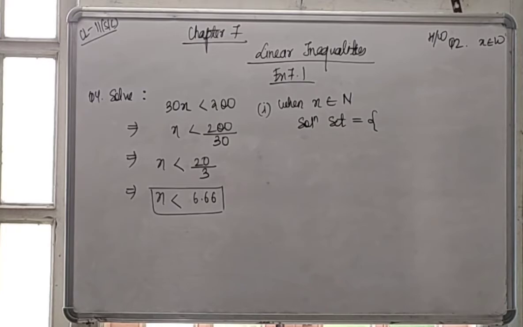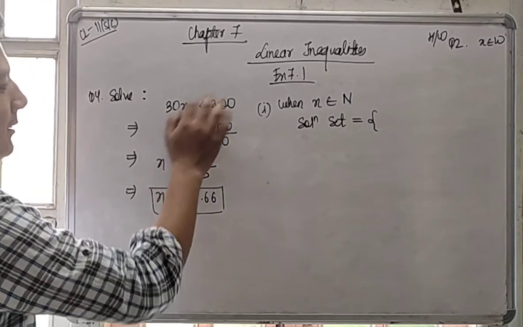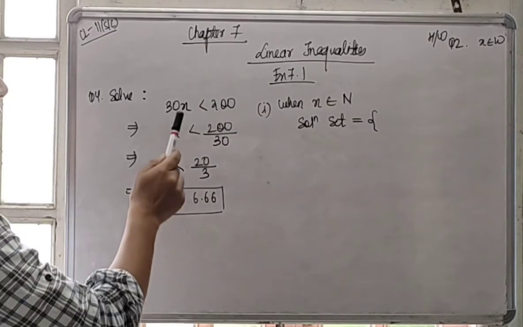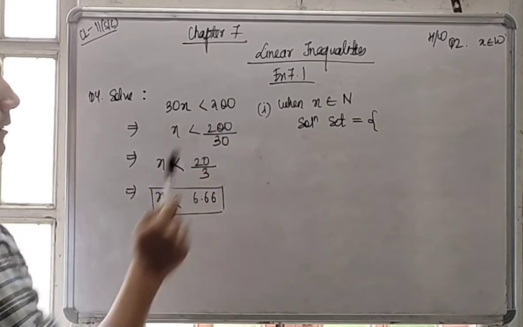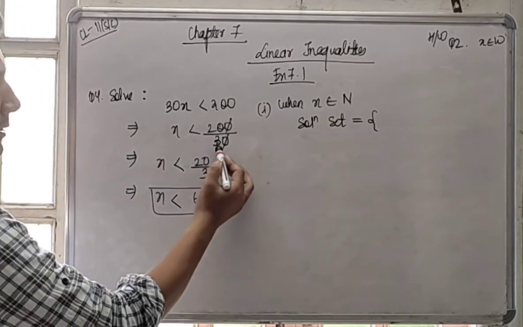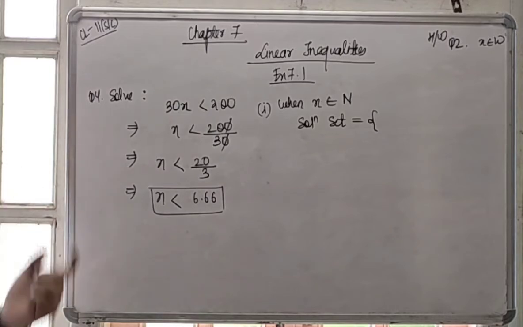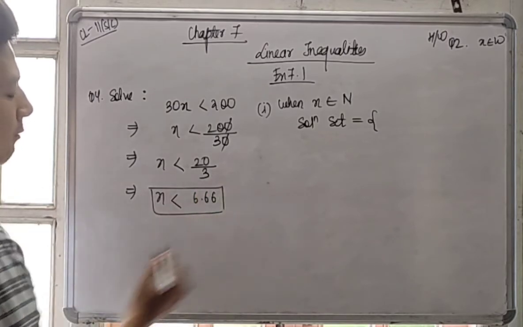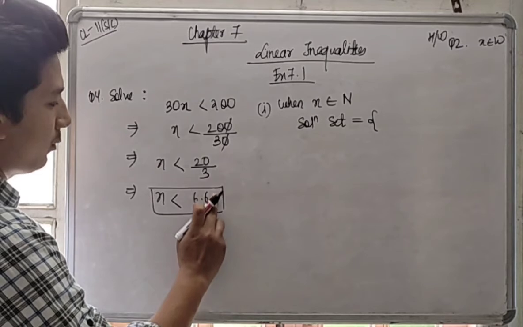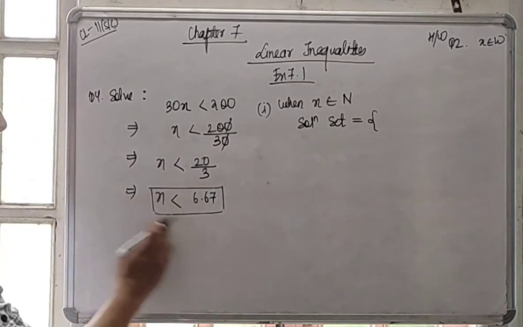All right, let's move ahead with question number 4. Solve this inequation: 30x less than 200. From here we get x less than 200 by 30. The zeros cancel out, so you'll get 20 by 3, which gives 6.666, a long number. Let's round it off to 6.67. Now this is my main inequation.